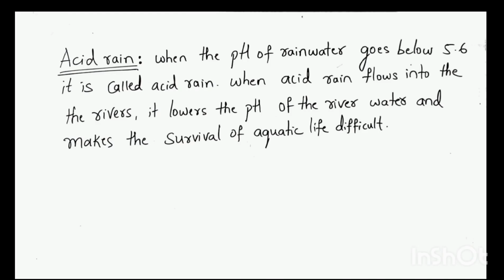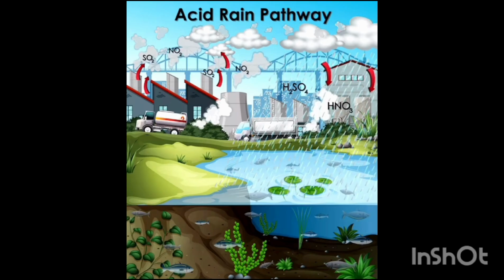Now let us understand how the pH of rainwater affects our environment and our lives. When the pH of rainwater is less than 5.6, then it is called acid rain. We know that the various oxides which are present in our air like sulfur dioxide, nitrogen dioxide, carbon dioxide, when they are dissolved in rainwater, form acids. This decreases the pH of rainwater. When this rainwater flows into the river, the pH of river water also decreases and it makes the survival of aquatic life very difficult. And when the same river water is supplied for agricultural purposes, it will also affect the growth of crops and other plants.